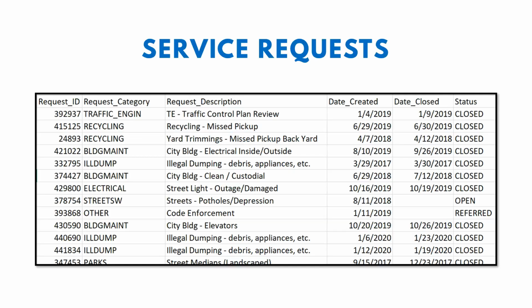Now here's an example of what the data is going to look like. We're going to go into Microsoft Excel in just a minute, but you're going to see a request ID for that service request, a request category, a high-level description of what's being done, the date the service request was created, and the date it was closed when it actually got finished. Then you'll see a status at the end that will tell you whether that service request is open, referred to someone else, or closed. So let's now go to Microsoft Excel and calculate process lead time.